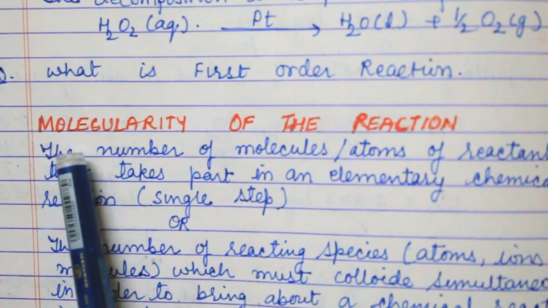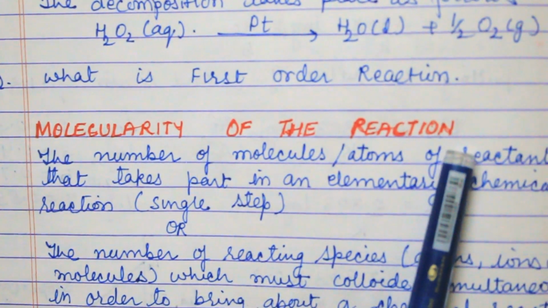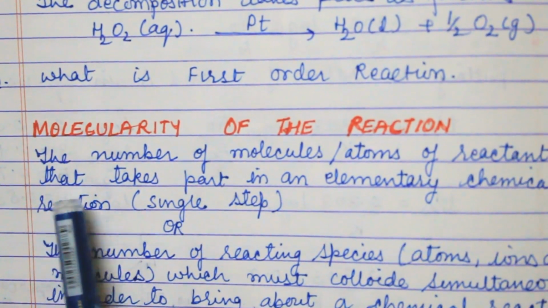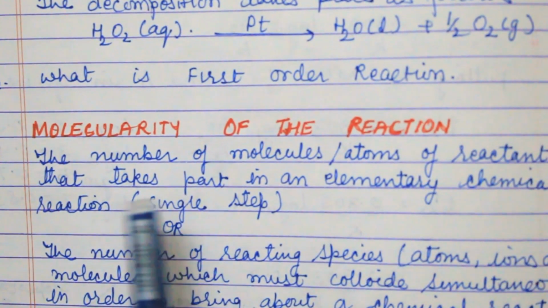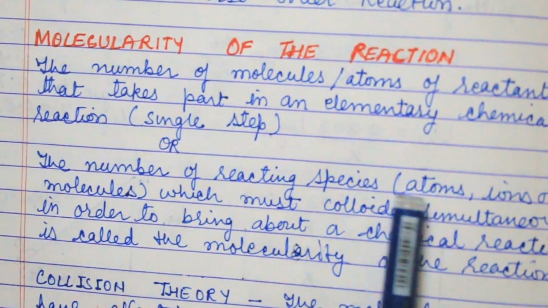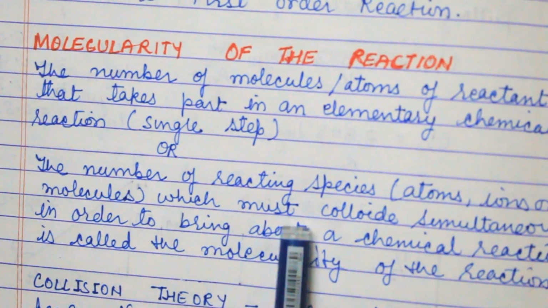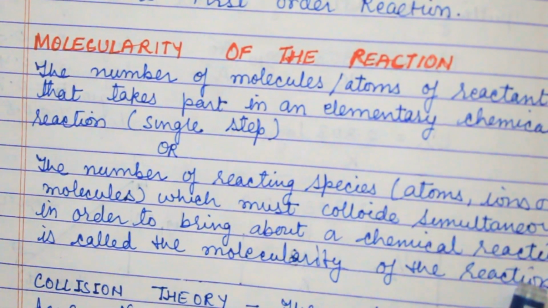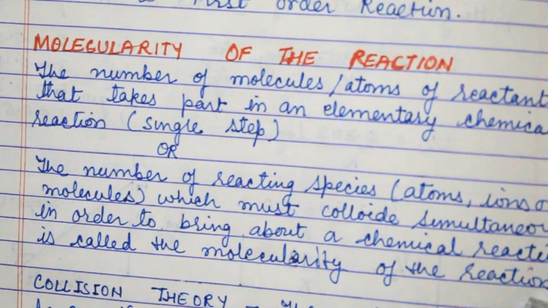Hello student, today my topic is molecularity of reaction. The number of molecules or atoms of reactant that take part in an elementary chemical reaction, that is a single step, or the number of reacting species, that is atoms, ions and molecules, which must collide simultaneously in order to bring about a chemical reaction, is called the molecularity of the reaction.